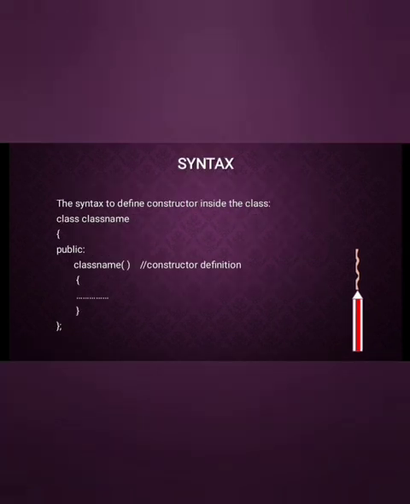Now let's see the syntax to define a constructor inside the class. First of all, we have to create a class with some class name, and a class is what? It's a user-defined data type. Then within the public section, the constructor is defined. So this is the basic syntax to define a constructor inside a class.